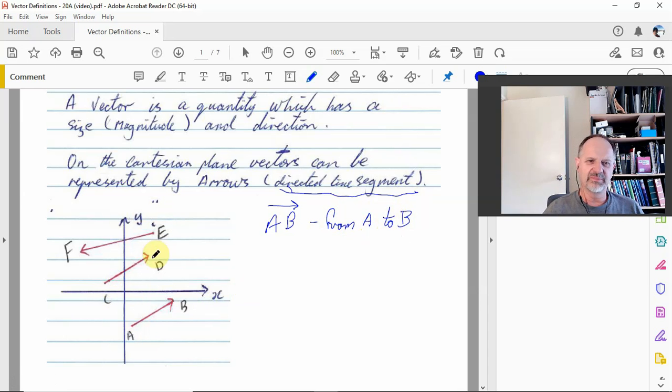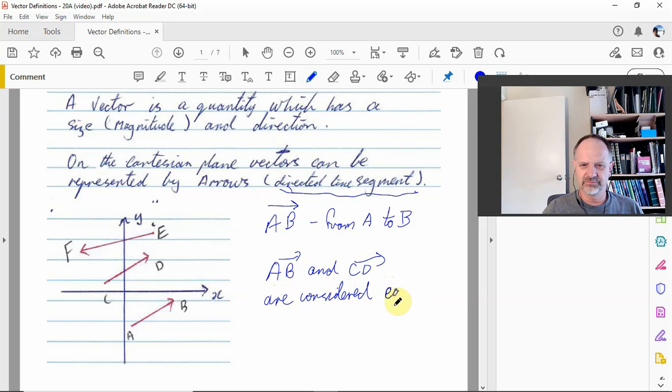Now, when you have a look at AB and CD, you can see they're parallel to each other. They're pointing in the same direction, and it looks like their lengths are the same. So for the purposes of this, AB and CD are considered equivalent. They're considered to be the same, even though they start and finish in different spots. That doesn't matter. The fact is that they point the same direction and they're the same length, so they're the same vector.